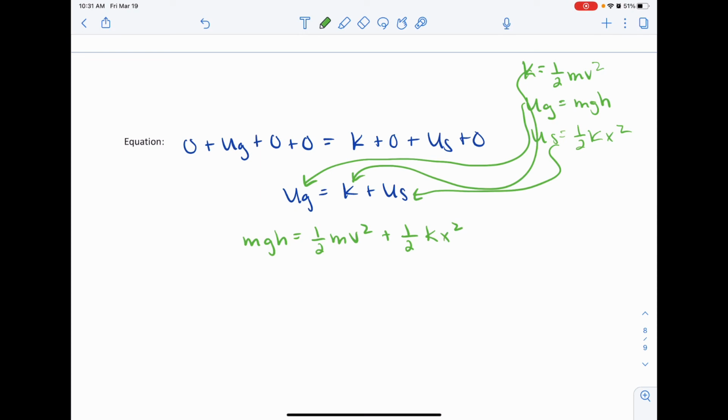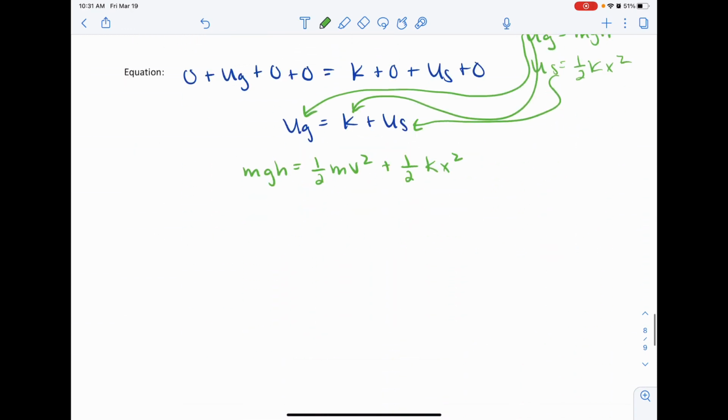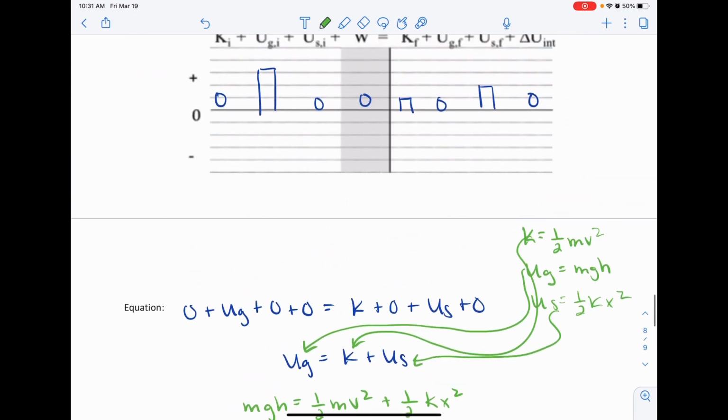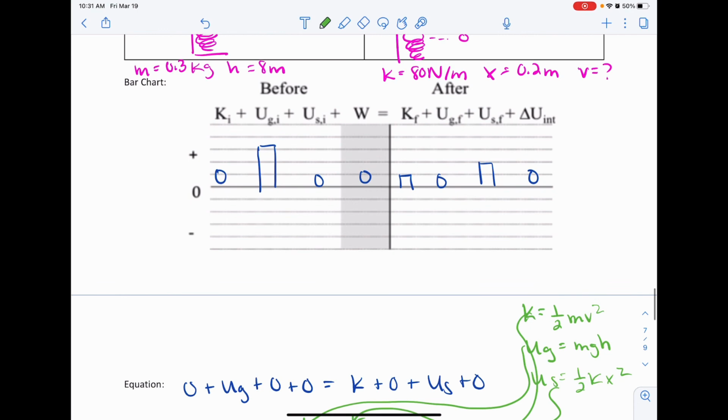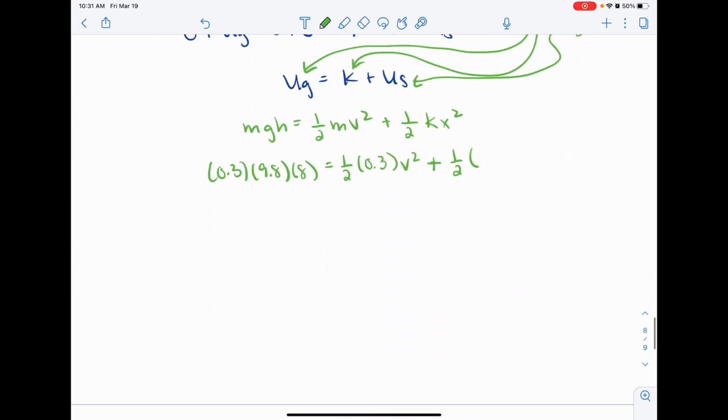And now we can start plugging in our numbers. We know our mass is 0.3, so 0.3, g is always 9.8. We know the height is 8 meters, equals 1/2. Mass is still 0.3. We don't know our velocity, so I'm leaving it as v, plus 1/2. We know our spring constant is 80 and it's compressed 0.2 meters. Now I'm going to put this whole chunk in my calculator and I get 23.5.